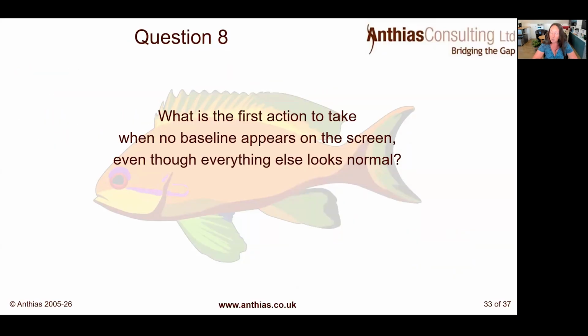Now, our final question for this webinar today is, what is the first action to take when no baseline appears on the screen, even though everything else looks normal? This is really quite hard to imagine. So we've got all of our peaks, but we just can't see the baseline. So I'd imagine that the bottoms of those peaks are going to be cut off.